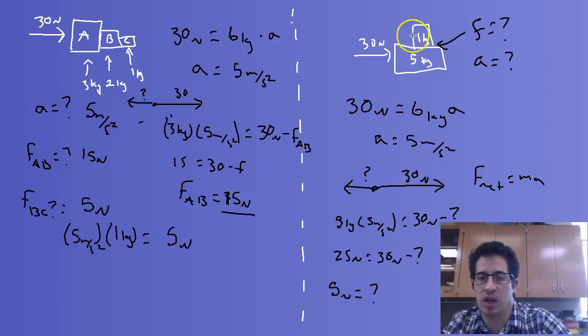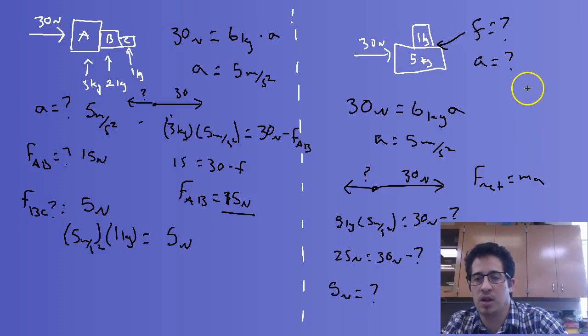Okay, you can also look at it from the perspective of that block. It has a mass of 1 kilogram. It needs to be accelerated at a rate of 5 meters per second squared, and so the force acting on it would be 5 newtons.